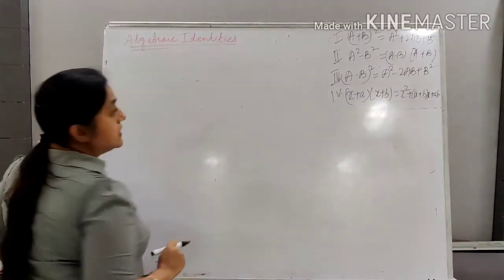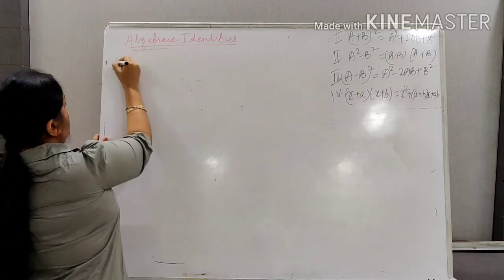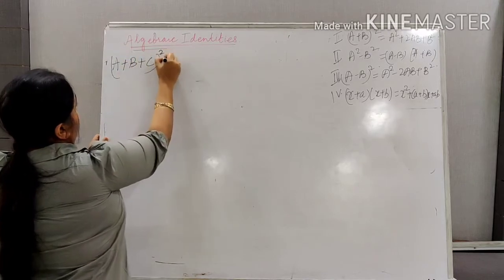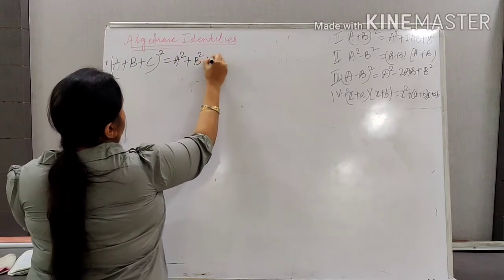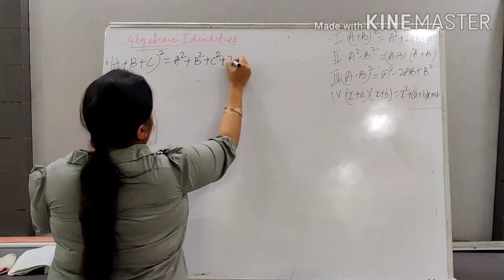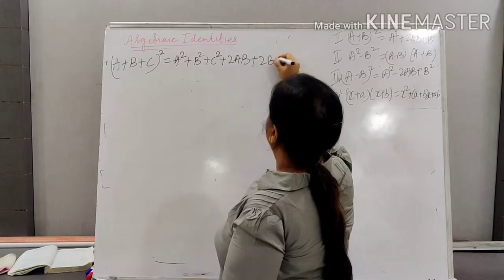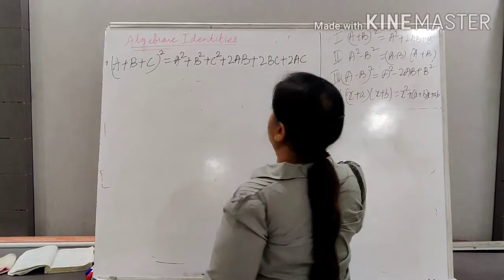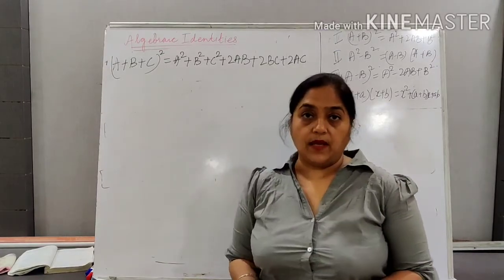Again, continuing with the square identities only, I am starting with a new identity which says (a plus b plus c) whole square is the same as a square plus b square plus c square plus 2ab plus 2bc plus 2ac. Now, how to recognize which identity is being used?